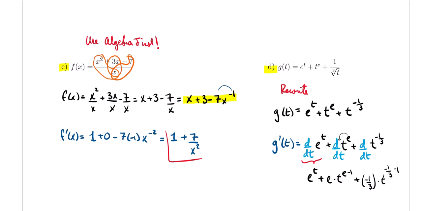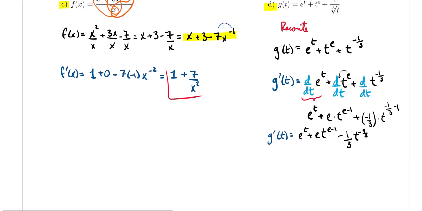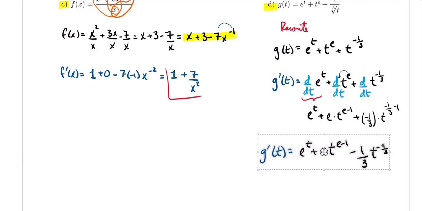So what will that give us here? We're going to get g prime of t equals e to the t plus e times t raised to the e minus 1 minus 1/3 times t raised to a negative 1/4. Sorry, negative 4/3. And there we go. It's a little bit bigger here. And this one should be our final answer. Now, if you wanted to rewrite the t raised to a negative 4/3 with positive exponents or with radicals, that's okay too, but I will take this one as a final answer as well. You're still getting full points.